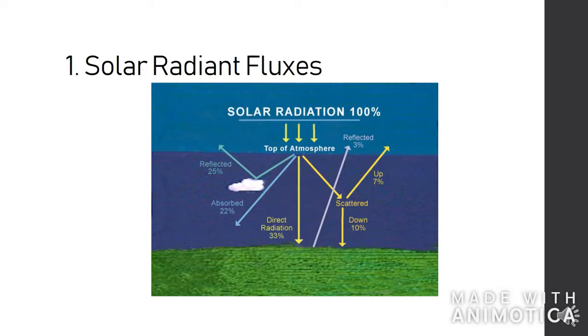Solar radiant fluxes. The Earth receives a small portion of the sun's energy which can be either absorbed or reflected. Energy from the sun is the main driver for our climate system. Temperature signature and absorbance is the largest component of solar usage, followed by the water cycle.